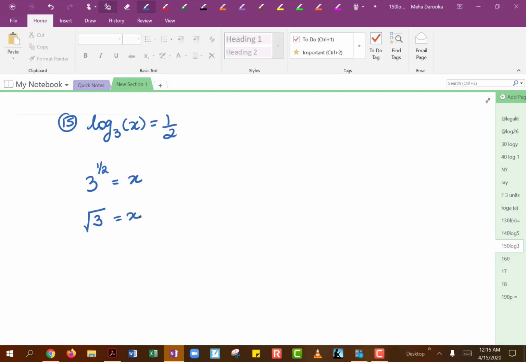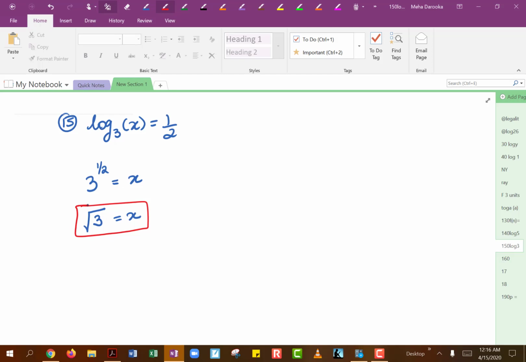So again, we take that 3, raise it to the power of 1/2, set it equal to x, and 3 raised to the power of 1/2 is the same thing as the square root of 3, and this will be our answer for number 15, and that's really it. That's all you have to do there. So that's number 15. Now let's take a look at number 16.